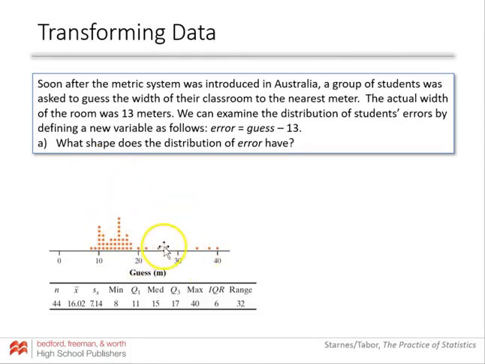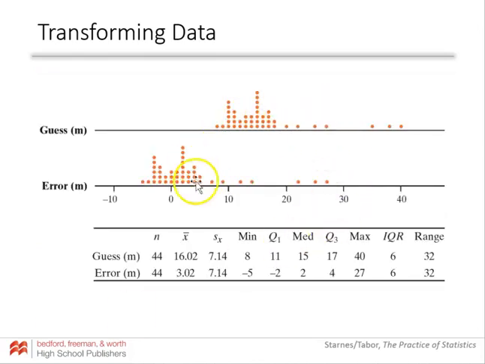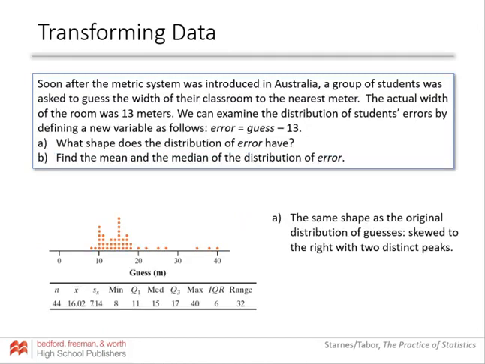Here's the original. All right, our error, the one where we subtracted 13, it's going to have the same shape. Okay, so the top to the bottom, same shape, we just shifted it over a little bit. What is the mean and the median for error? The mean and the median are measures of center, so they are going to be subtracted by 13 as well. The mean of the original of their guesses was 16.02. The mean of the error is going to be 16.02 minus 13. Same for the median. We're going to subtract 13 to get the mean and median for the error.